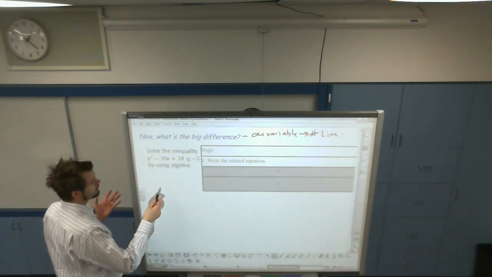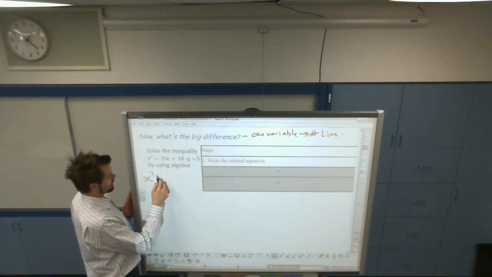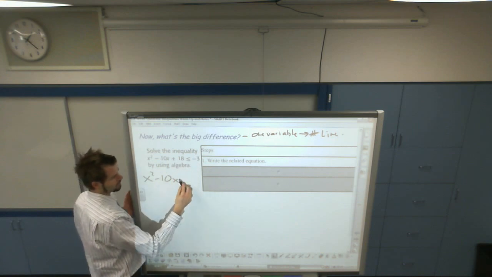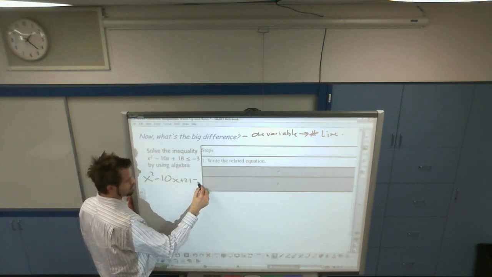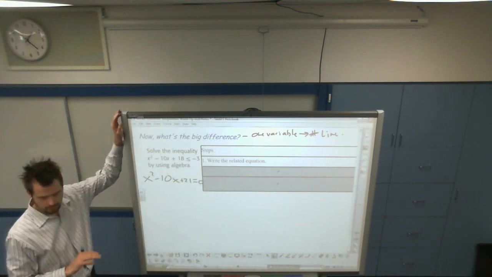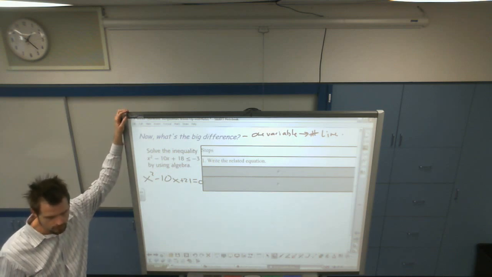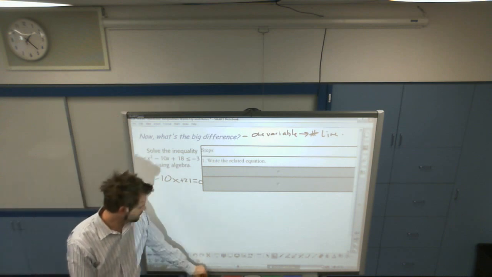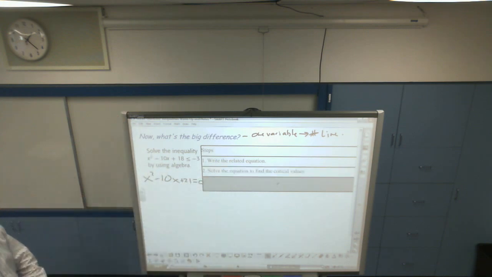So I'm going to start off by doing x squared minus 10x. I'm going to add the 3 to move it over here, so I'll have plus 21 equals 0. Treat it as an equation. Ignore the whole inequality business for a little bit. Step number 2, solve the equation and find the critical values or solutions. So factor it, quadratic formula, whatever you want.